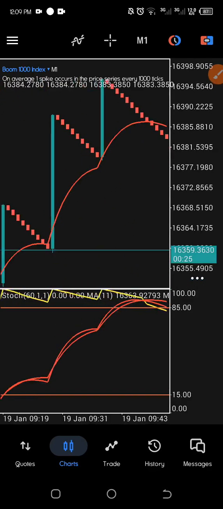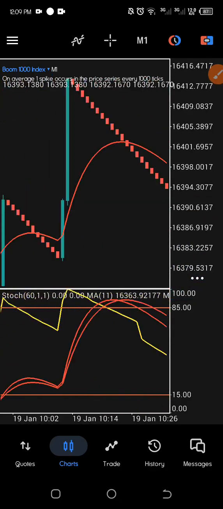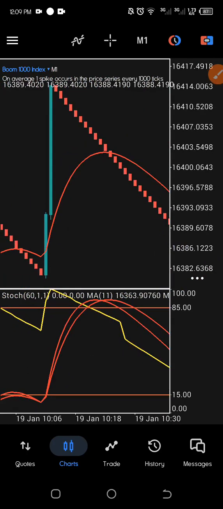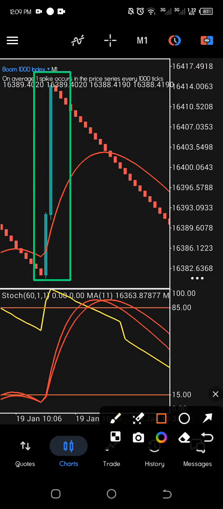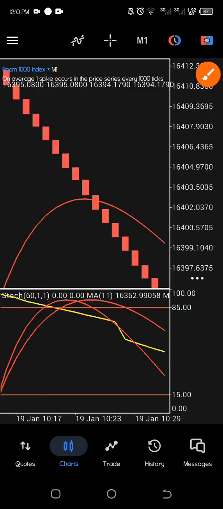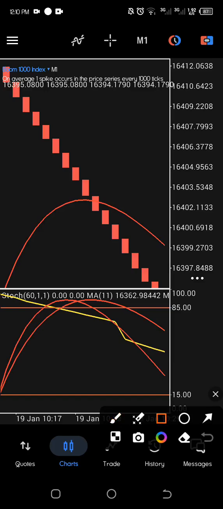Okay, so this is boom 1000, and I'm going to show you guys another setup here on crash 1000. Now the first thing we are waiting for is a spike in the market, which is this spike right here. After this spike, we wait for it to cross the 85 levels, and after that we are waiting for the line to cross back inside the stochastic oscillator and cross above the moving average. After crossing above the moving average, we are now waiting for a candle closure above the moving average on our main chart, which is this candle right here.